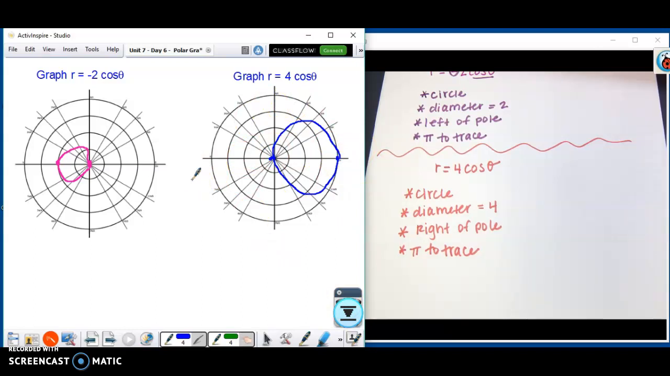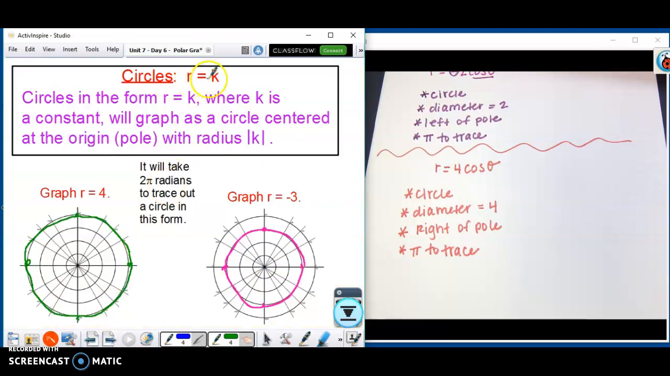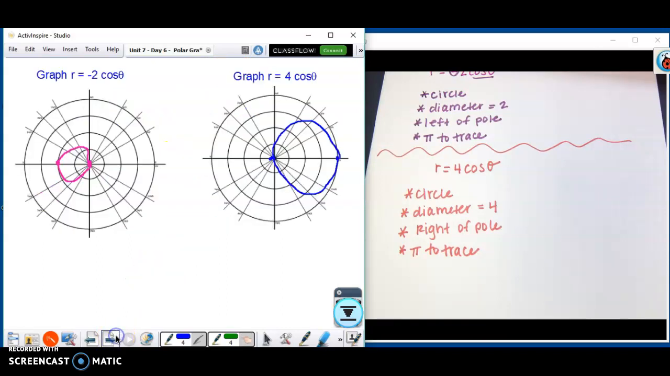So far we have 2 types of circles. We have r equals k, so r equals a number that will be centered at the pole. It will take the whole unit circle to graph that. Next we have r equals a cosine theta, which is either going to be on the right or the left of the pole. It only takes half the circle.